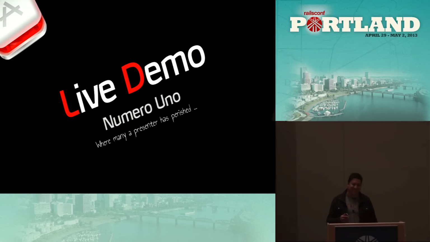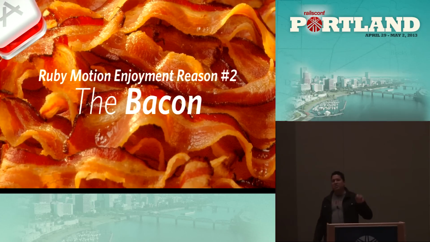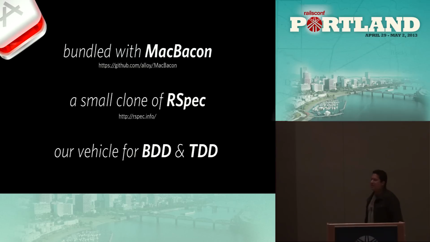And actually, we made it past this. Yay! So now let me tell you about reason number 2 I like RubyMotion, and that's the Bacon. Who doesn't like bacon? Bacon, it's an RSpec clone. And in particular, RubyMotion uses something called MacBacon, which is very expensive bacon. And MacBacon, again, it's a small clone of RSpec, not completely one-to-one syntax-wise with RSpec, but it's the vehicle that we're going to use to do BDD and TDD with RubyMotion.